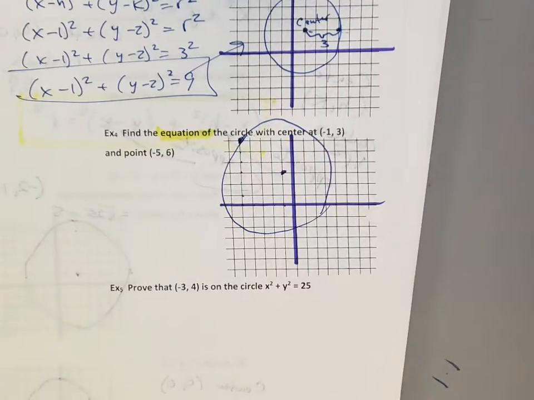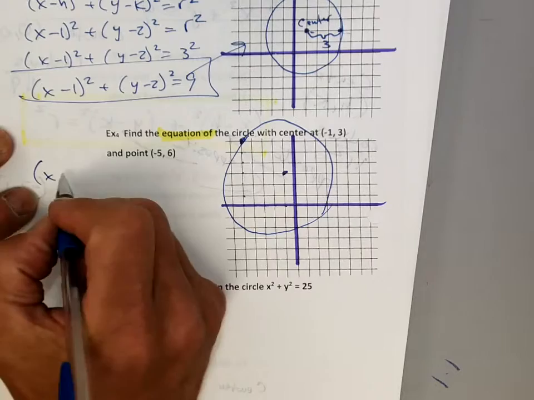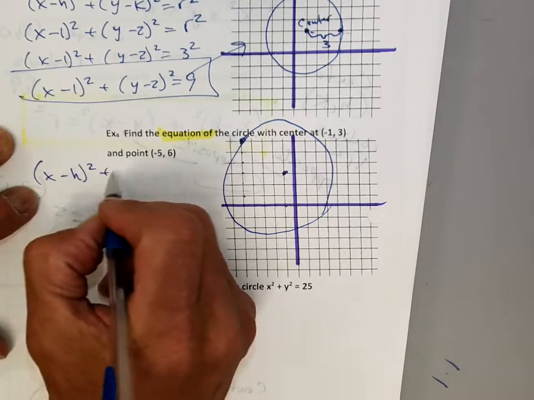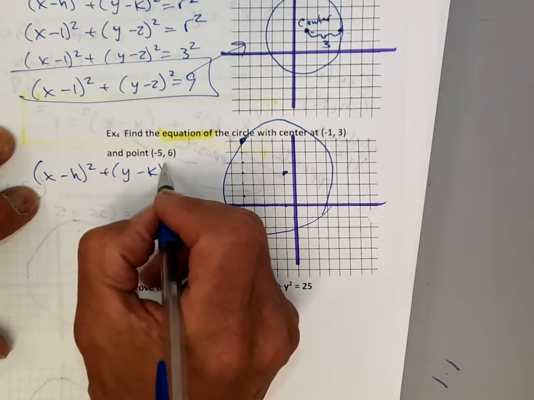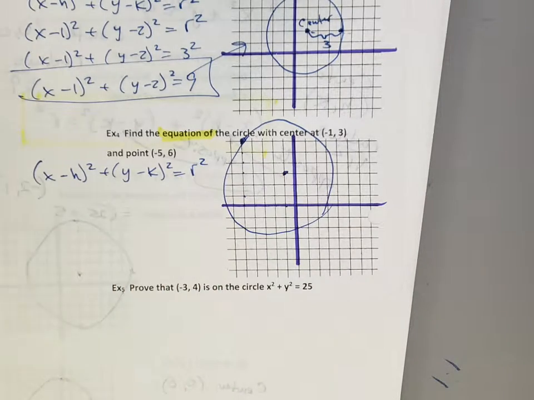All right, so I'm going to write down my equation. My x minus h squared plus my y minus k squared equals r squared. That's my equation, right? So let's find the equation. I wrote down that equation from the front page. I know h is going to be -1 and k is going to be 3, so I'm going to put those two numbers in, okay?